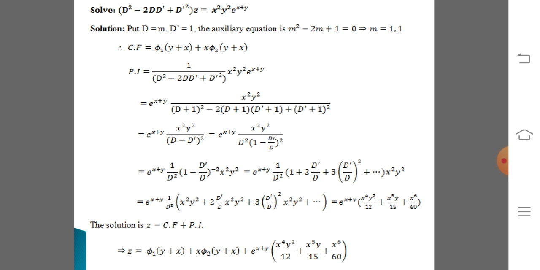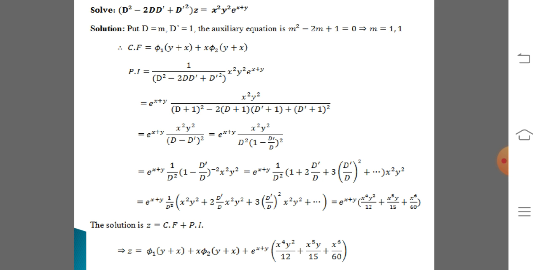X square y square, that is the first term, plus what about 2 D dash by D of x square y square. So, D dash appears in the numerator, D dash of x square y square means you have to differentiate x square y square partially with respect to y by keeping x as constant. Similarly, in the third term we have D dash square in the numerator. D dash square of x square y square means you have to differentiate x square y square partially with respect to y twice, etc.